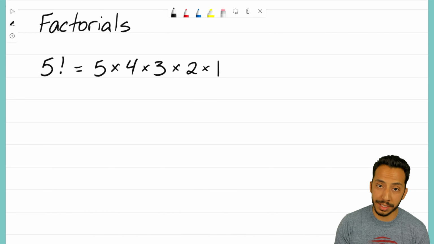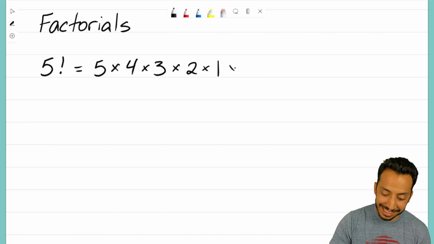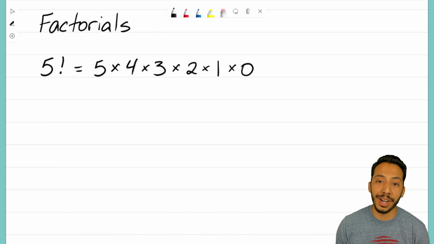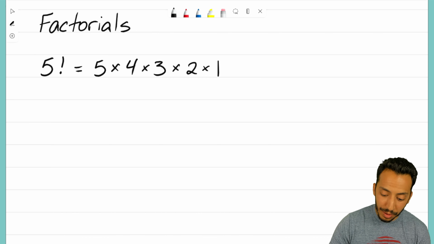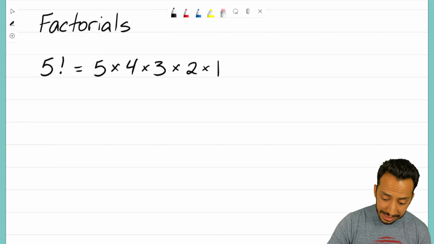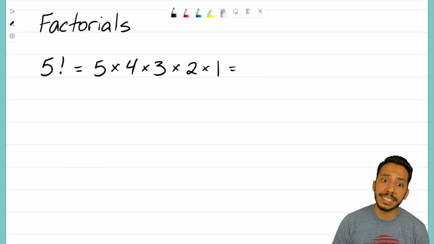We stop at 1. We don't go to 0 because think about that. If I go to 0, it's going to make all of this just equal 0. That is not what we want for every number. We're going to stop at 1. That right there is a representation of what 5 factorial is. It's just 5 times every single whole number less than 5 until you get to 1. And what's nice is we can use a calculator to solve this, or you could try to do it in your head as well.